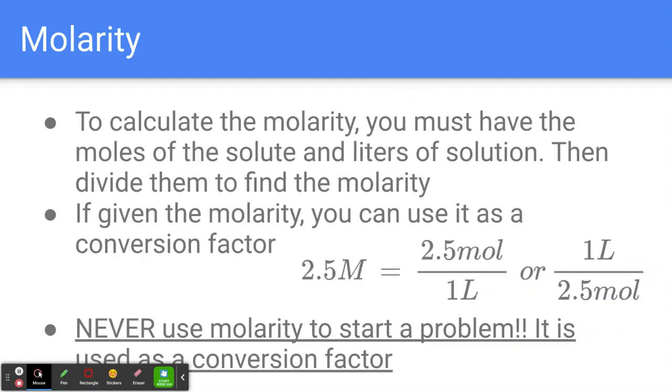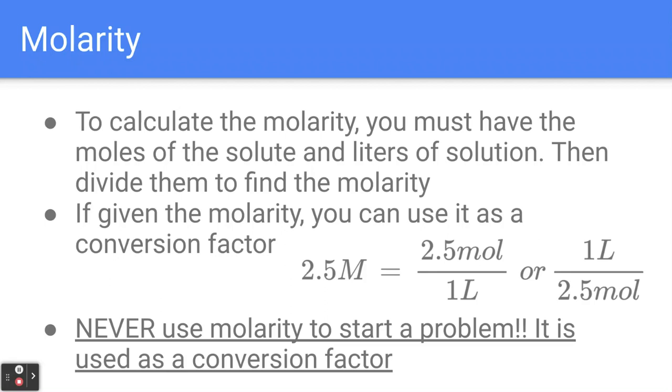So to calculate molarity, you need to have the moles of solute and the liters of solution. Okay, and so if you're trying to find molarity, you're going to have to get your amount to moles, and you're going to have to get your volume to liters. So usually our amount is in grams, and our volume is in milliliters typically. So you have to get those to moles and to liters, divide them, and you can find the molarity.